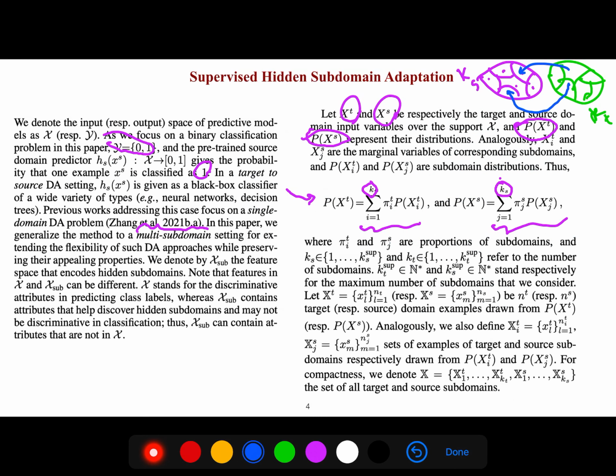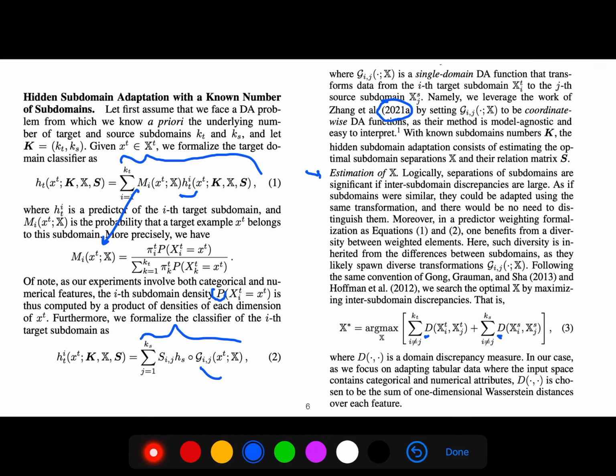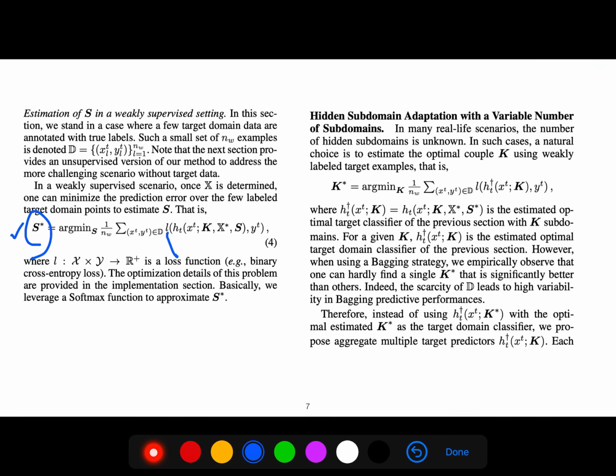Because remember, H is just a mapping to 0 and 1. It's a probability. The interval between 0 and 1 is the probability. So H is a probability, and then we can just use cross entropy between them. It sounds logical.